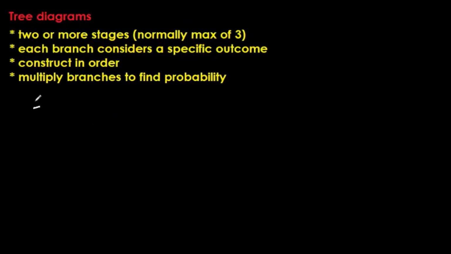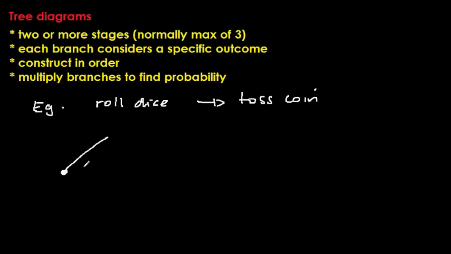For example, if we are going to roll a dice, then toss a coin, then we have two stages. The first stage is rolling a dice, and the second stage is tossing a coin. From my start, when I consider rolling a dice, there are 6 possible outcomes. So I construct here 6 different outcomes, and my outcomes could be a 1, 2, 3, 4, 5, or a 6.